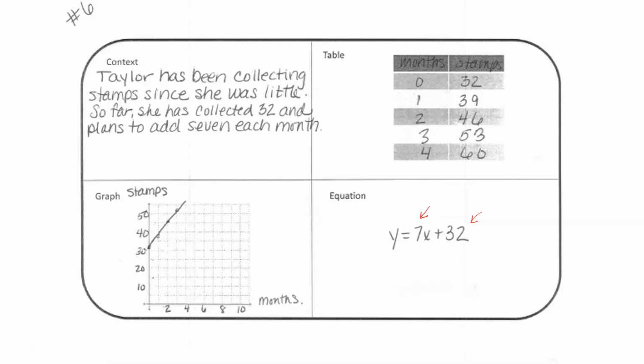Then I went to the table. I started at 32, so I have 0 and 32 at the bottom, and then you're adding 7 more each month. So at month 1, I have 39, 2, I have 46, 3, I'm at 53, and 4, I have 60. So the graph will have months on the X, again by 1 increments. Stamps, I went by fives, and that's on your y, and that's how your graph should look.